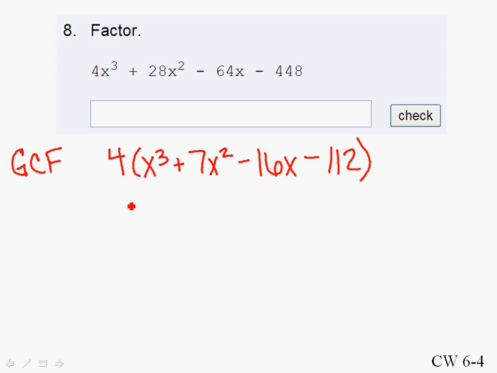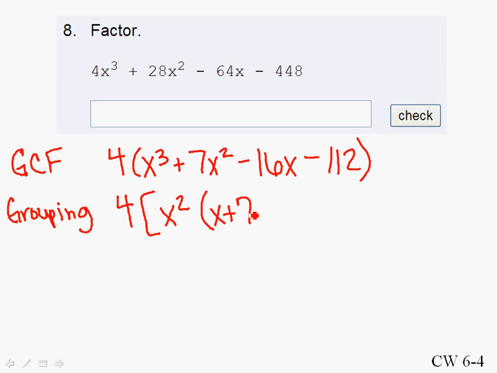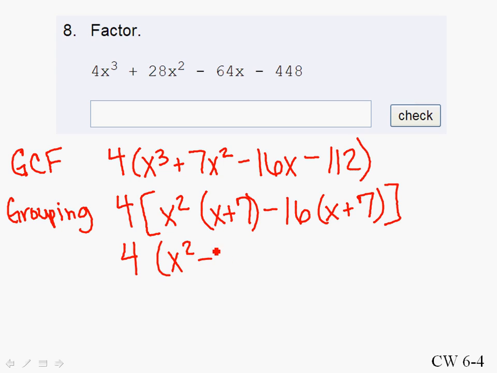Our next step is to factor by grouping. We still have 4 on the outside. However, on the inside, we now have x squared is our greatest common factor in the first two, leaving us with x plus 7. In our second, 16 is the greatest common factor, leaving us with x plus 7 as well. So our factor by grouping is 4 times x squared minus 16 times x plus 7.